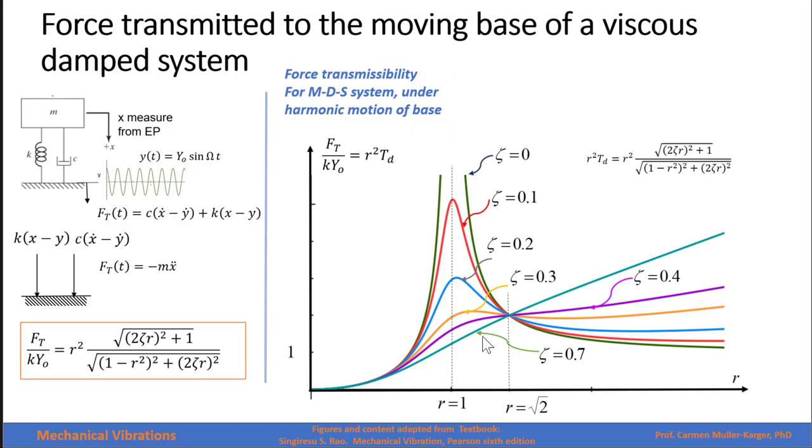The behavior of this r squared times the transmissibility factor changes before and after the square root of 2. Before the square root of 2, the less damping, the greater the factor. For values greater than the square root of 2, the greater the amount of damping, the greater the force transmitted to the base. The maximum occurs after r equal to 1.